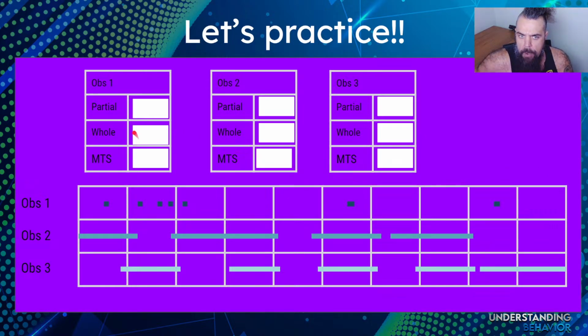So we're going to look at partial interval recording for each of these observations. We're going to look at observation 1 first. How many intervals would we mark as occurred with observation 1 using partial interval recording? All right, crowd is saying 5. Do we agree? The consensus seems to be accurate. Very nice. It looks like 5 intervals where the behavior occurred.